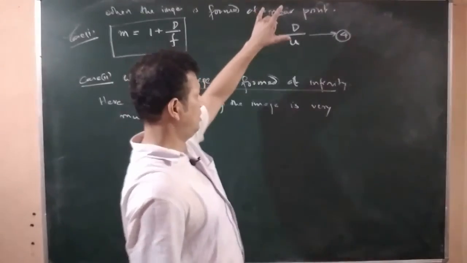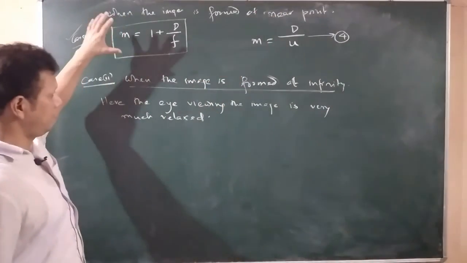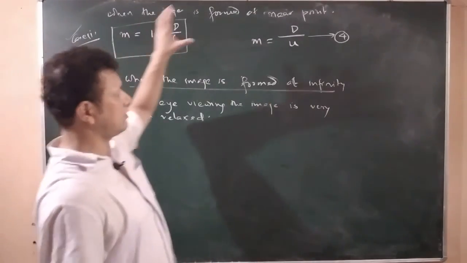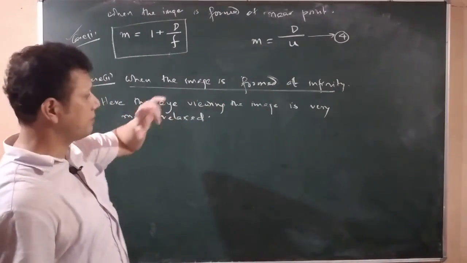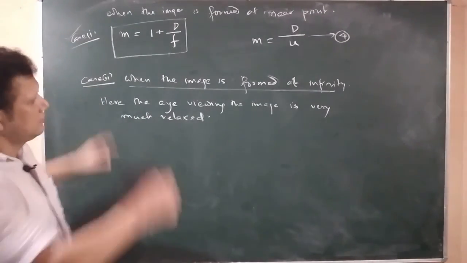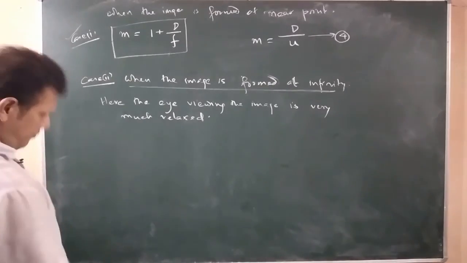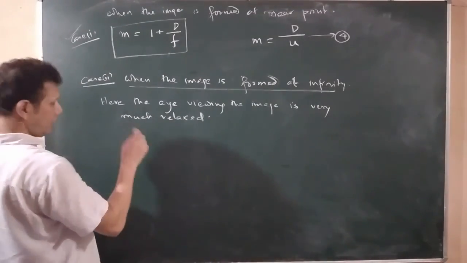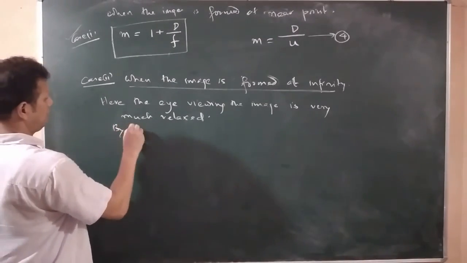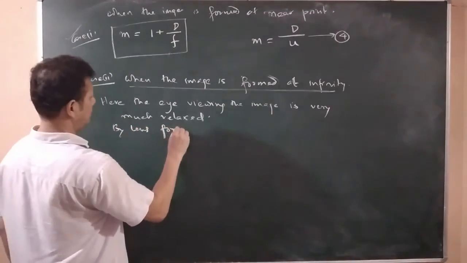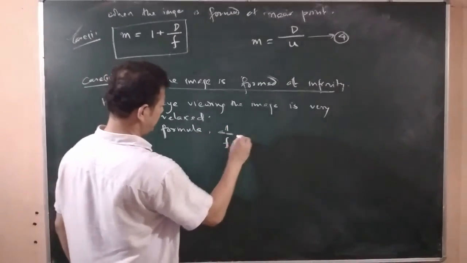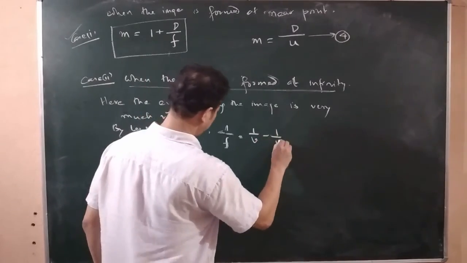Used to derive the magnification power corresponding to this case. Now again we shall be using this equation to derive the magnifying power that corresponds to case number 2. Again we shall be using the lens formula. By lens formula, 1 by f is equal to 1 by v minus 1 by u. This is the lens formula.